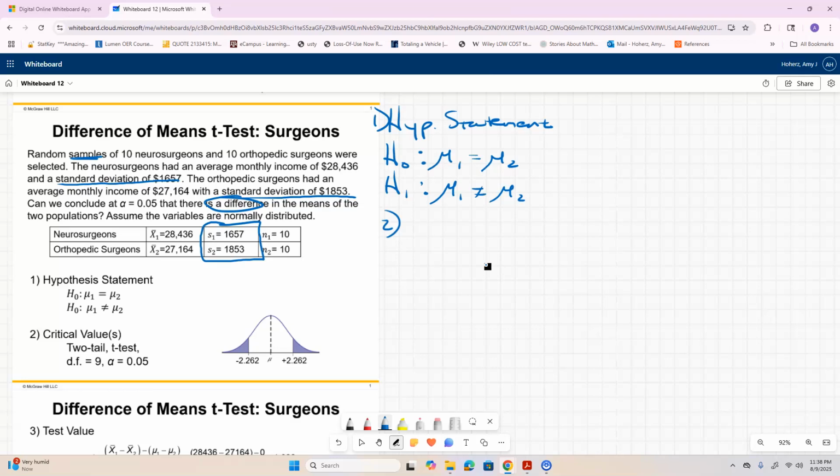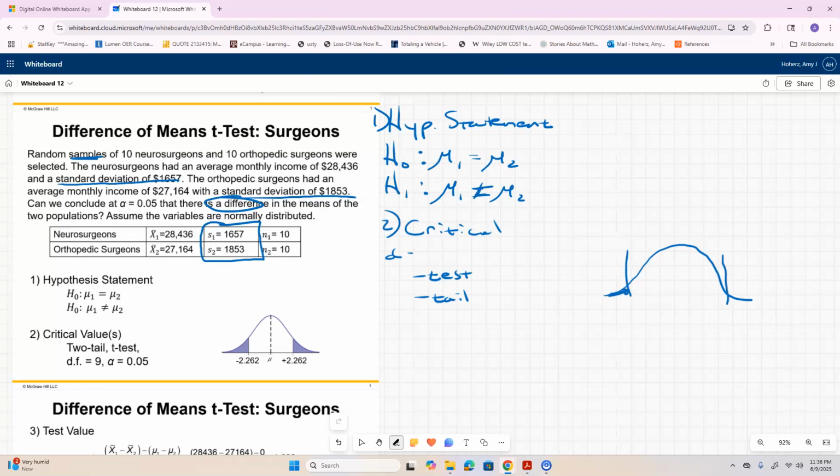Now we're going to look at critical values, and we need our alpha, we need to know what test we're doing, and we need to know the tail. Since it's a not equals, that's a two-tail test. Okay, so it's two-tail. So we care about both ends of our test. Our alpha is 0.05.